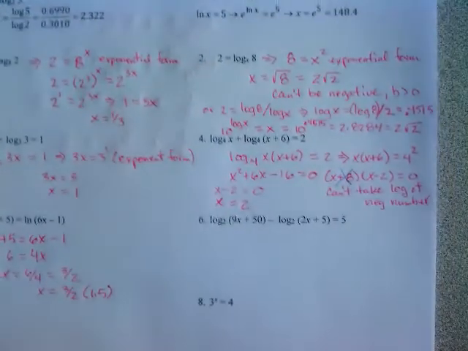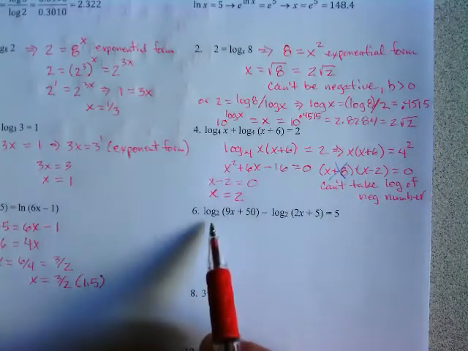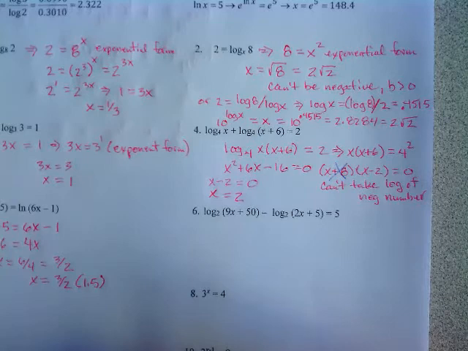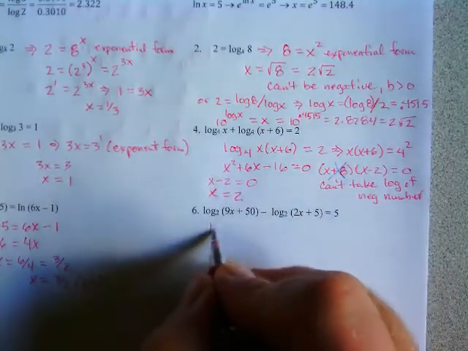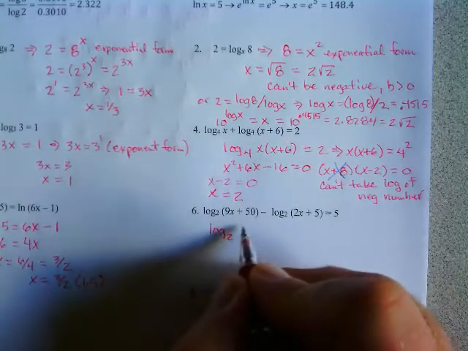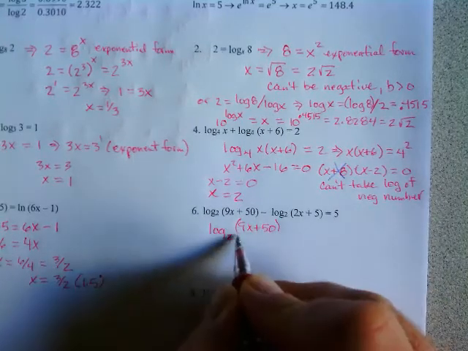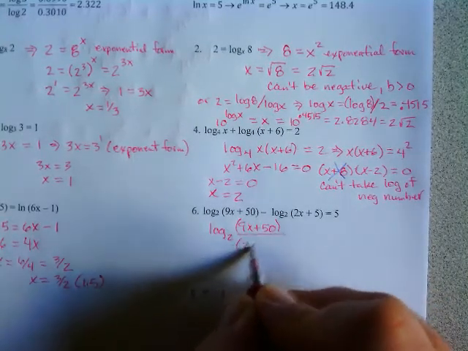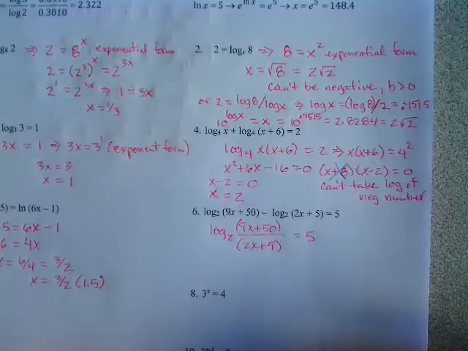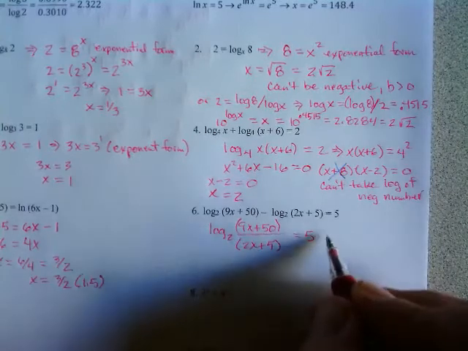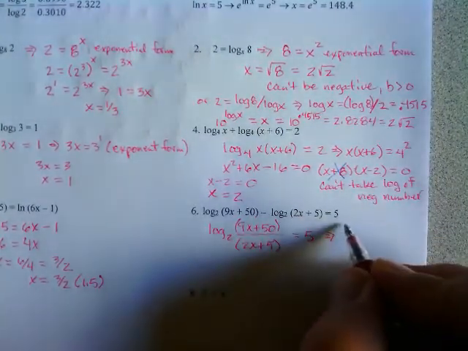Number 6 here, I have a subtract, so that means a division rule for my logs. So I can rewrite this as log base 2 of (9x plus 50) over (2x plus 5) has to equal 5. Now this is the log form, so I can immediately go to the exponent form.